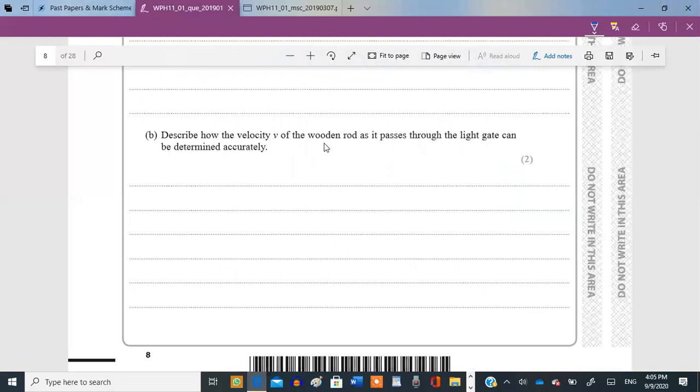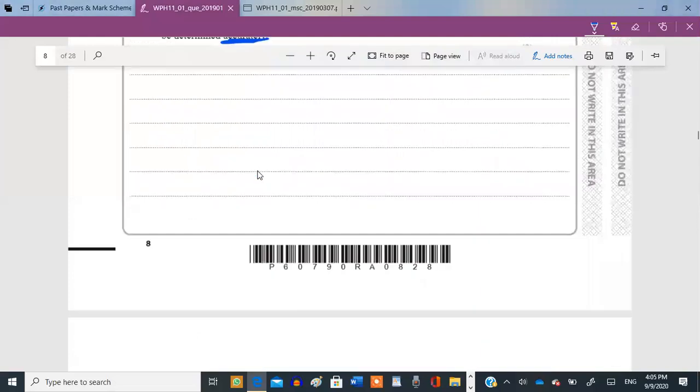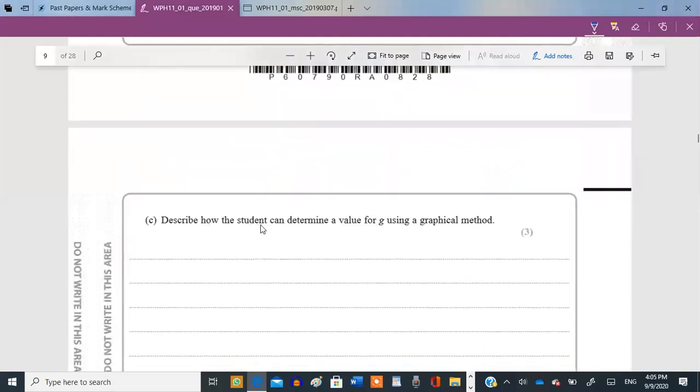Then describe how the velocity as it passes through the light gate can be determined accurately. Okay, so velocity can be determined accurately. They've given this term over here, and you need this, describe how the student can determine a value for g using the graphical method.